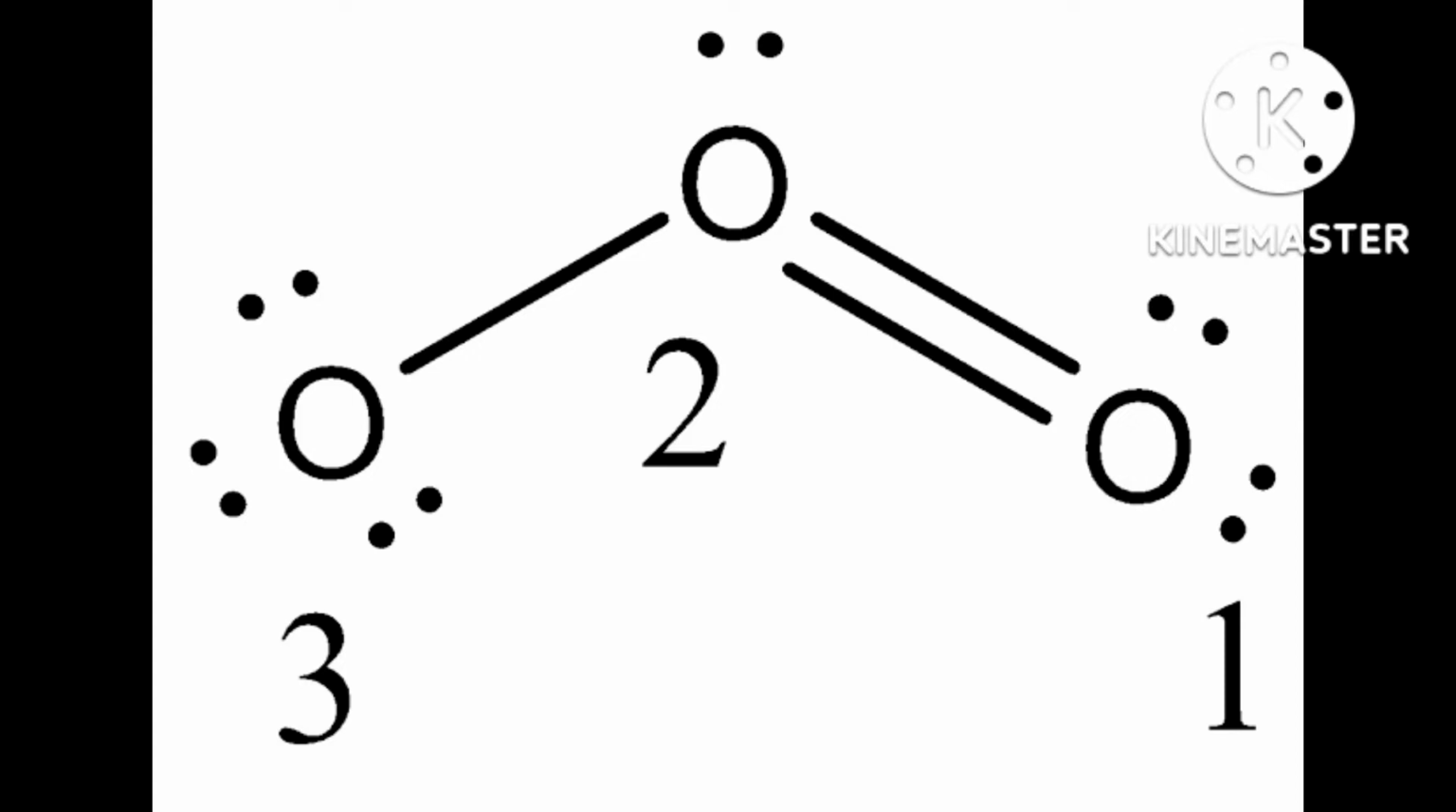Here, if you see the dot structure, you will find that in one oxygen, one lone pair of electrons is there. In the second oxygen atom, two pairs of electrons are there. And in the third oxygen atom, three pairs of lone pair electrons are there. In the first, only one lone pair. In the second, two lone pairs. And in the third, three lone pairs.